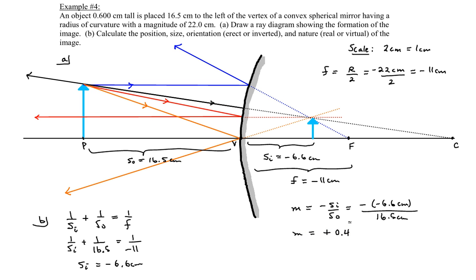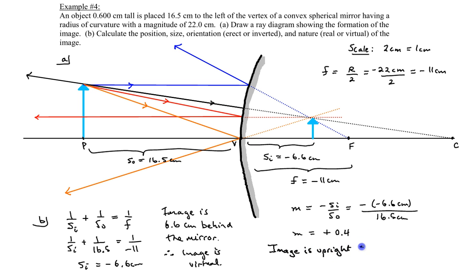So what does this all tell you? Well, the negative 6.6 centimeters tells you that the image is 6.6 centimeters behind the mirror. Therefore, the image is virtual because it's behind the mirror. Secondly, since we have a positive magnification, the image is upright. And since the magnification has an absolute value less than 1, the image is smaller. That is consistent with our ray diagram, and that's it for this example.